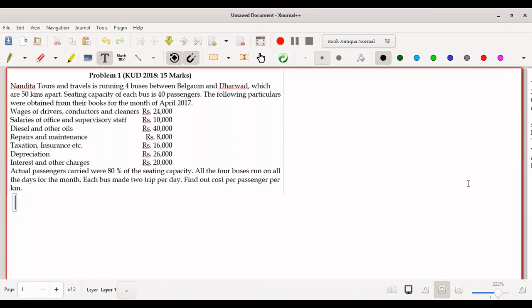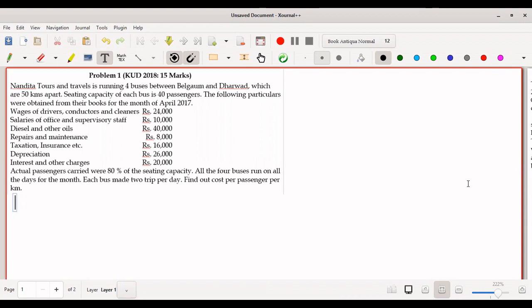Actual passengers carried were 80% of seating capacity. All the four buses run on all the days for the month, that is for the month of April. Each bus made two trips per day. Find out cost per passenger kilometer.